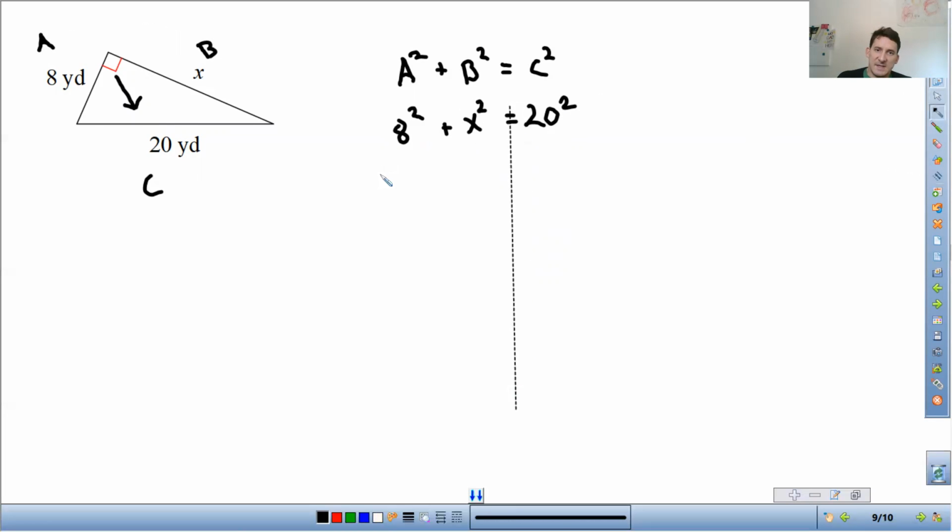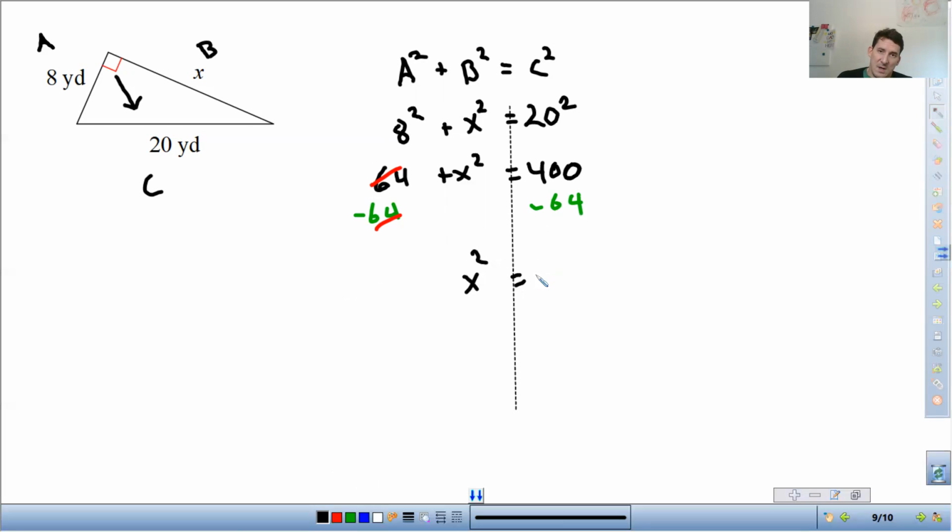So 8 squared is 64, plus x squared is equal to 20 squared, which is 400. Subtract 64 from both sides. So plus 64 minus 64, that cancels out. I get x squared is equal to 336. So this one, that is an even number. So 336, I can divide that by 2. Let me use a calculator to help me out.